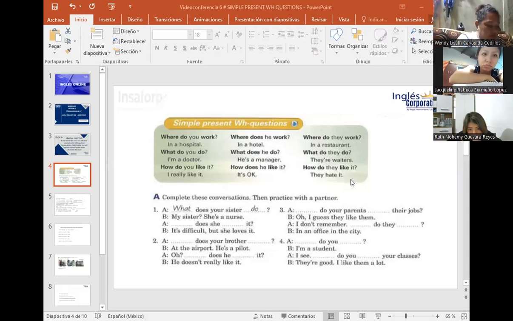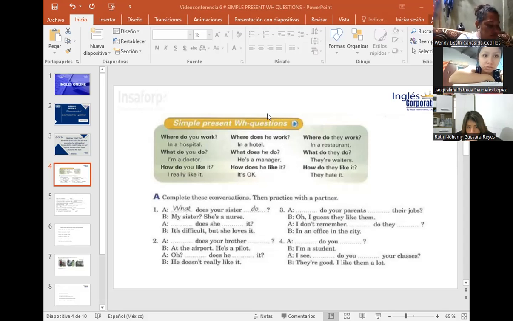Esta pregunta, estas tres preguntas las vamos a socializar con los compañeros. Vamos a formar por ahí unos pequeños grupos y ustedes van a contestar, where do you work? What do you do? And how do you like it? Okay, so we will just like have a short practice.